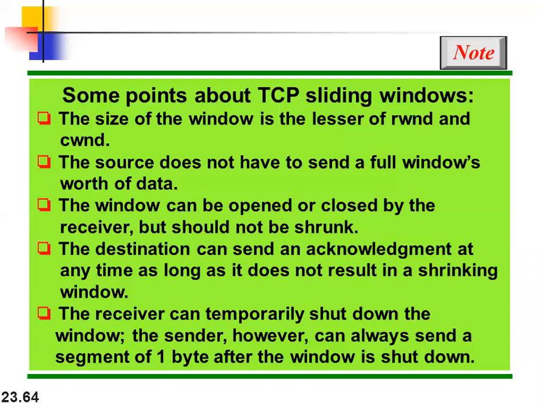The receiver can temporarily shut down the window. The sender, however, can always send a segment of 1 byte after the window is shut down. So the receiver can decide to make the window size completely 0. Once the sender receives this information, the sender can still send 1 more byte to the receiver. The reasons we will discuss later on.